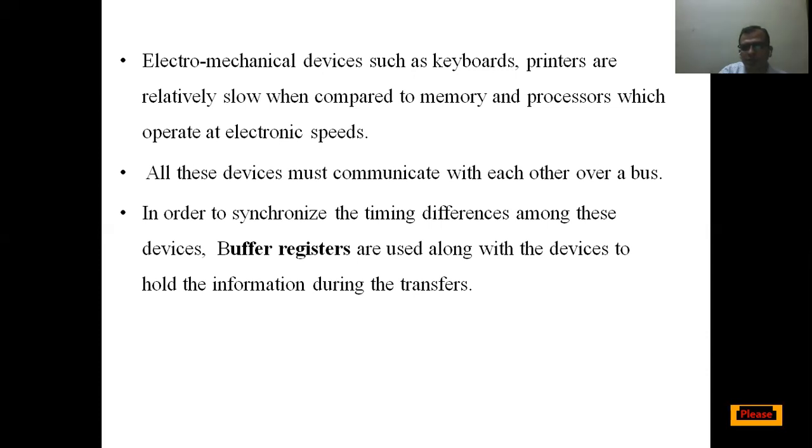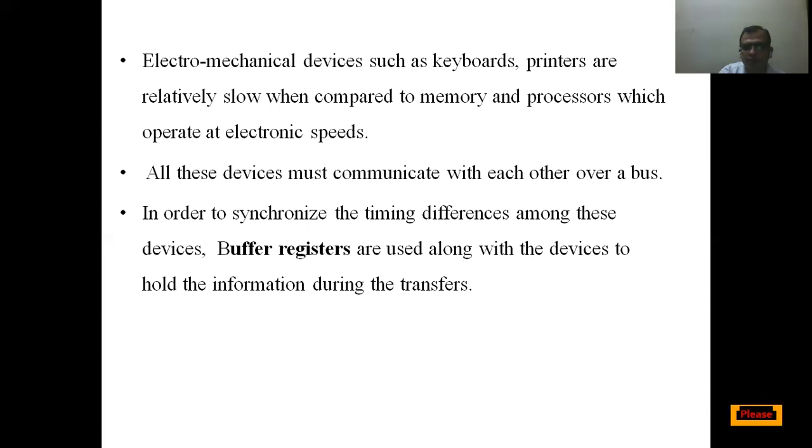Whereas from the data from the processor, the execution speed will be faster. So all the devices must communicate with each other over the bus. Whatever components are connected, they have to communicate with the bus in order to synchronize the timing differences among the devices. To synchronize the data, each component has to be given time signals. The buffer registers are used along with the device to hold the information during the transfer.